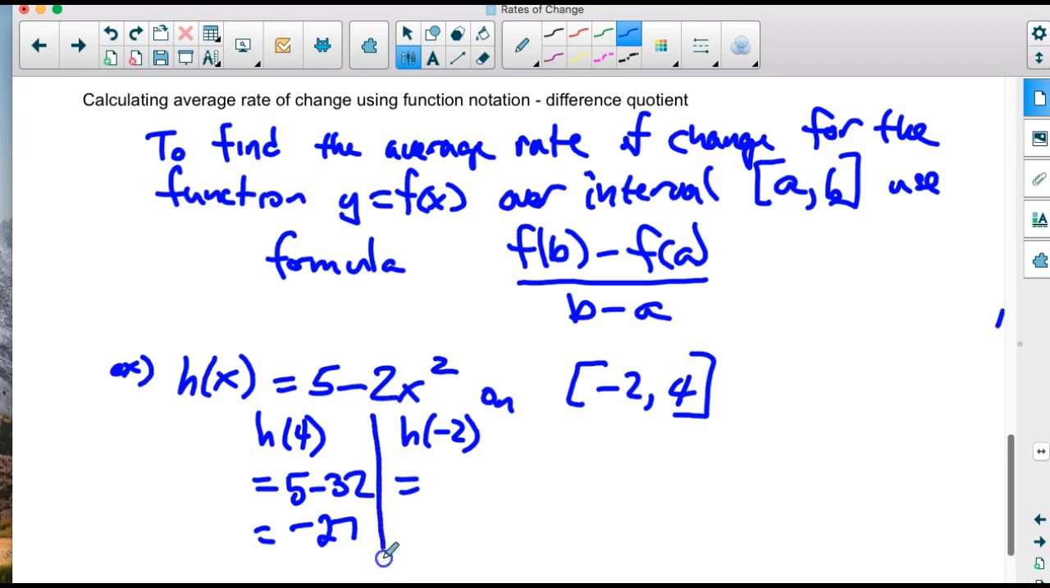Now h of -2: -2 squared is 4. 4 times 2 is 8. So 5 minus 8 for this one. So that's going to be -3.